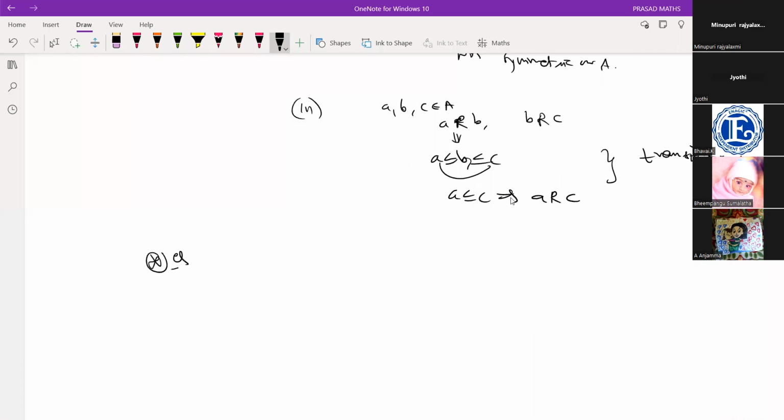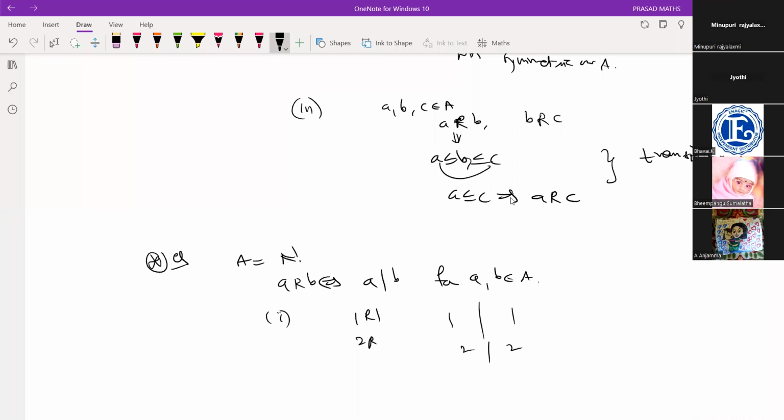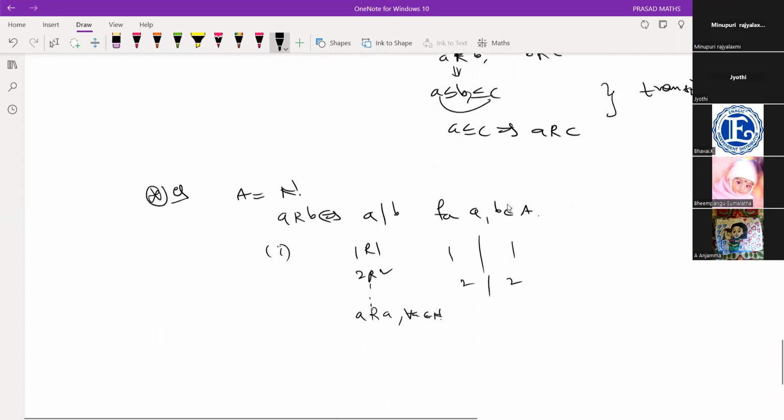Suppose we take another example. Suppose A is the set of natural numbers. A is related to B if and only if A divides B. First one, is it reflexive? Yes, sir. If you give me 1, 1 divides 1 automatically, so 1 is related to 1 itself. If you give me 2, 2 divides itself, therefore 2 is related to 2. So any natural number is related to itself. So it is reflexive.